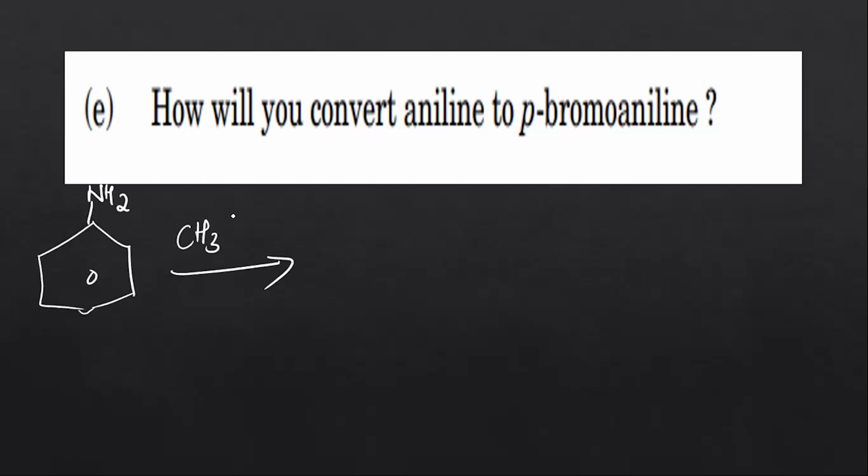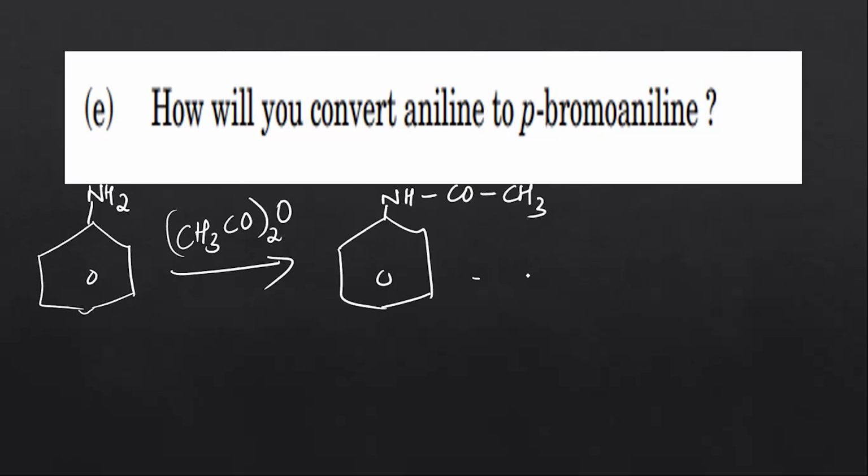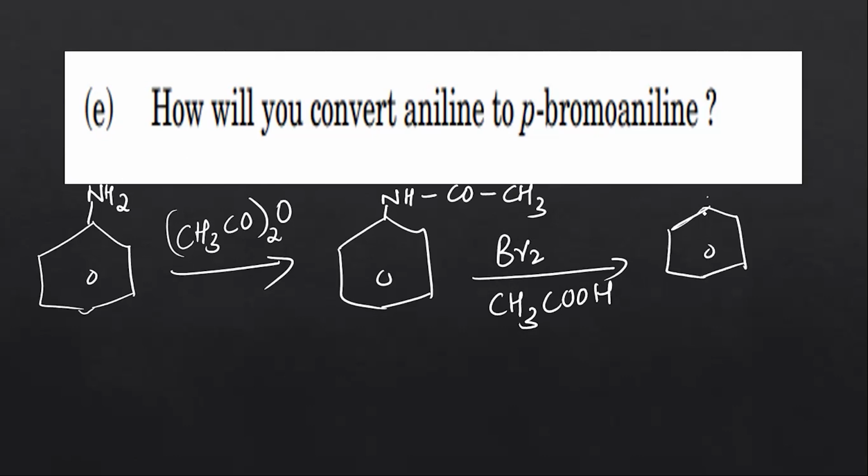So what you have to do? You have to add acetic anhydride. Okay. So the group will be first protected, NHCOCH3. After that, we are adding bromine in the presence of acetic acid, CH3COOH, and you will be getting what? Ortho para product. Basically, para will be the major product. Yes. Okay, you will be getting para bromo.